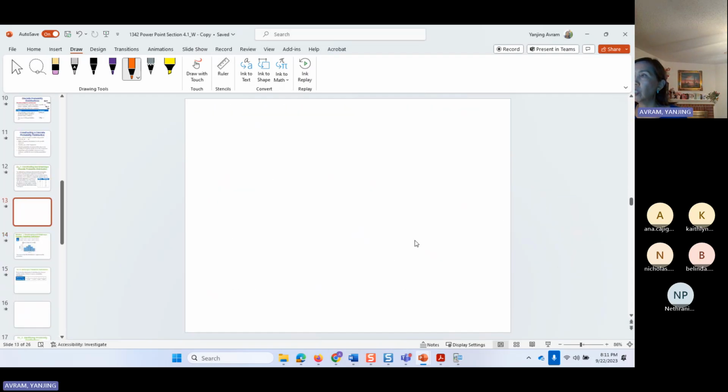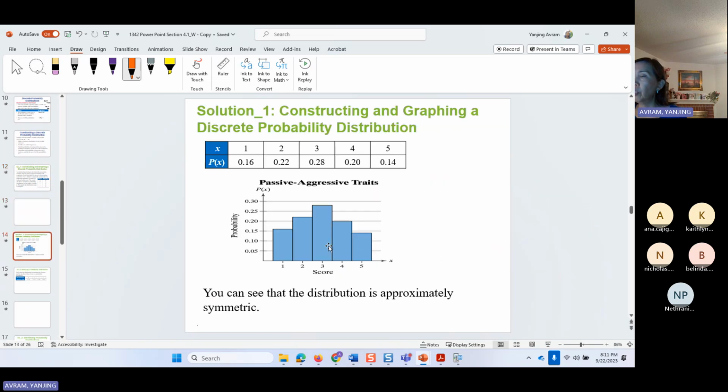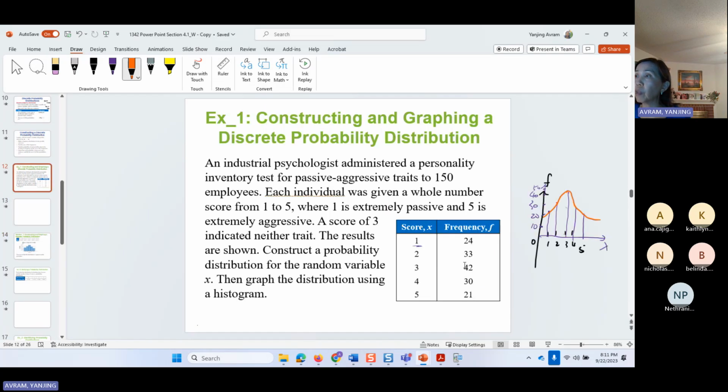Okay, so if you use the histogram, okay? So a histogram is a bar graph without a gap, right? So this is the histogram. All right, so you can see the similar one in here. All right, and then you calculate the probability. So how do you calculate this probability in here?